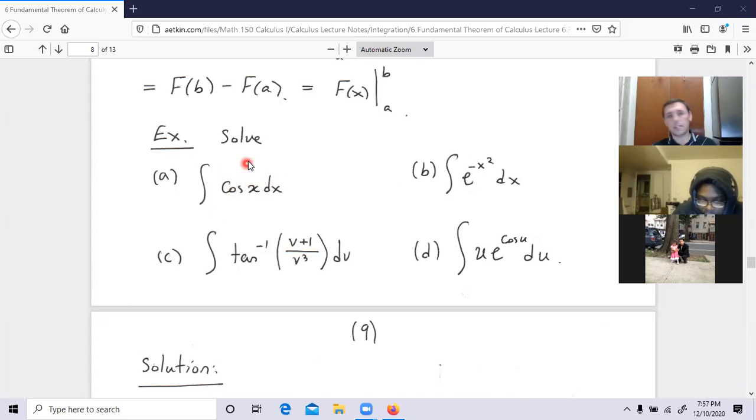Let's do A. What's the answer here for A? Okay, Minkowski, so sine x plus a constant, yes? Sine x plus a constant, wonderful. Now let's try the more difficult one, the integral of e to the minus x squared dx. Let's see how you will deal with this one.